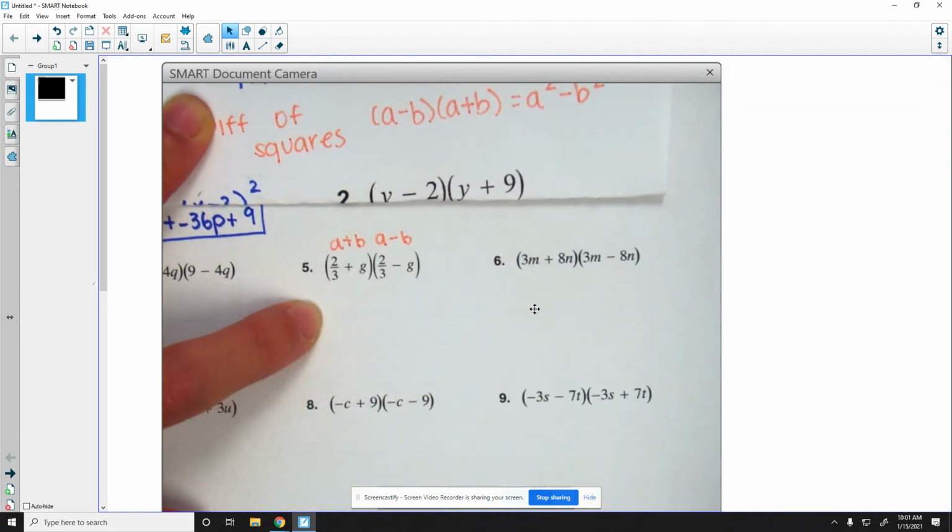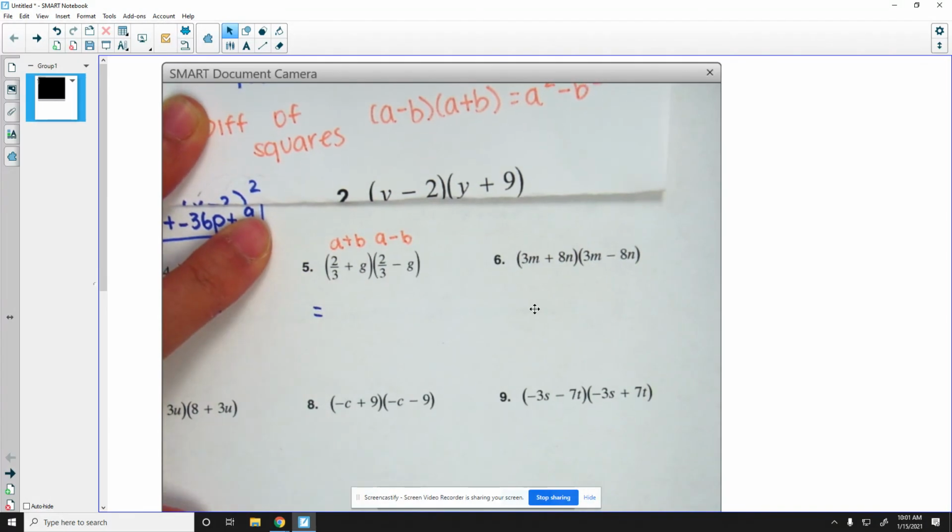So my answer would be A squared, so 2/3 squared. Oh, geez, I don't know. Calculator.